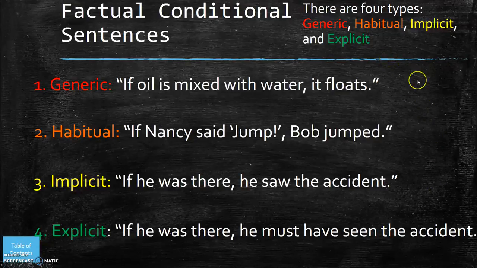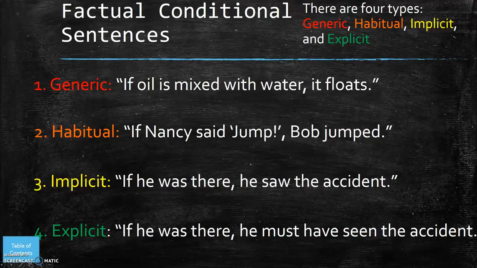And there are four types of factual conditional sentences: generic, habitual, implicit, and explicit. The first, generic, is typically used with science or math and to state facts or laws or rules. Okay, so we have our example: if oil is mixed with water, it floats. The second type, habitual: if Nancy said jump, Bob jumped.